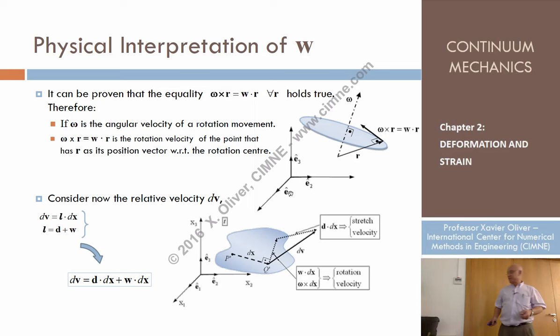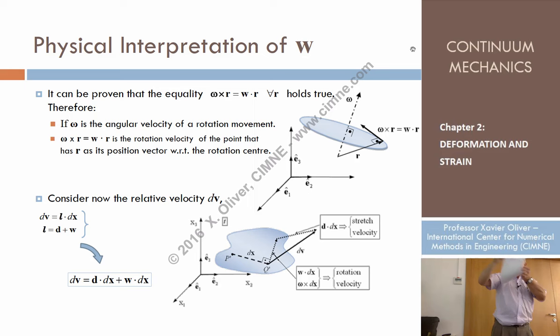In other words, P is here, particle Q is here. There is a motion, okay, of particle P with respect to particle Q. And this motion also implies a relative velocity of particle Q with respect to particle P. And that relative velocity can be split into one rotation velocity, instantaneously, plus one strain rate. Okay, that's what it's saying here.